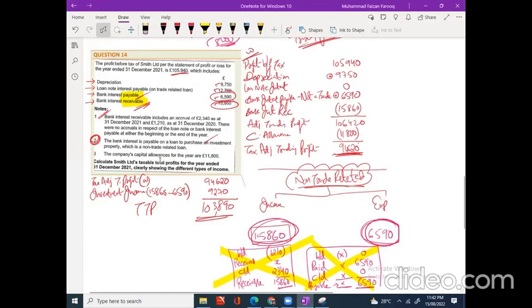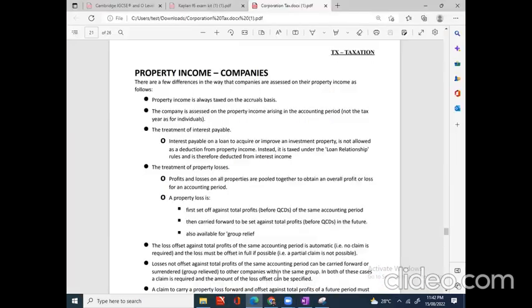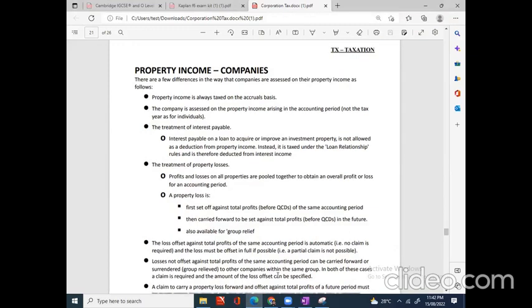Here you can see that we deducted the interest expense from the interest income. Same thing will happen for the loan interest to acquire property. The first thing is, for companies, the property income is on accrual basis. Then only the accounting period is relevant, and loan interest to acquire property is not an allowed expense from property income. It will be deducted from interest income.